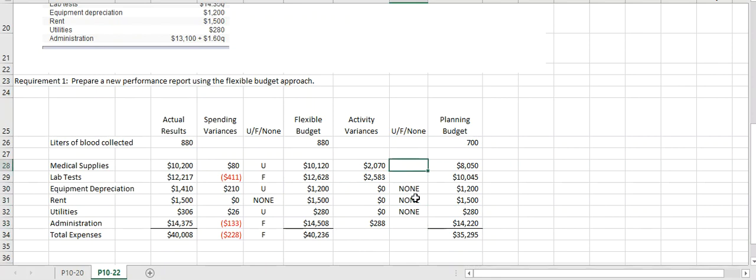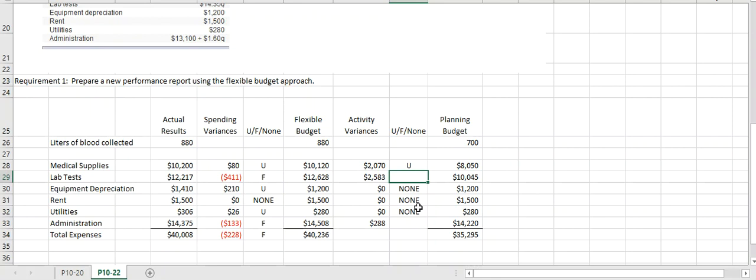So our medical supplies is an expense, and it looks like in our flexible budget we had $10,120. We only planned for $8,050, so that is an unfavorable variance. And I just want to point out that when we're looking at these, the variances are related to the activity, or in this case, the number of liters of blood collected. So we planned to collect 700 liters. We actually had a flexible budget that was equal to what we really collected, so that was 880 liters.